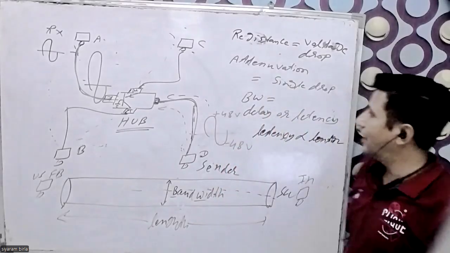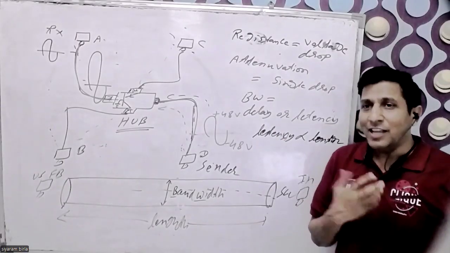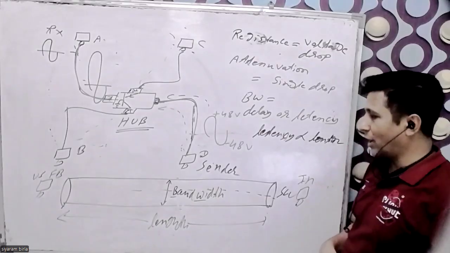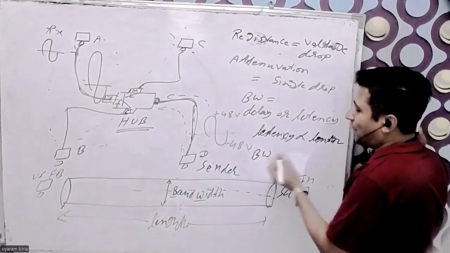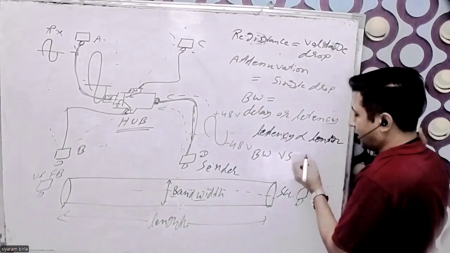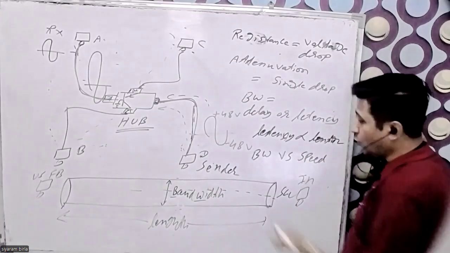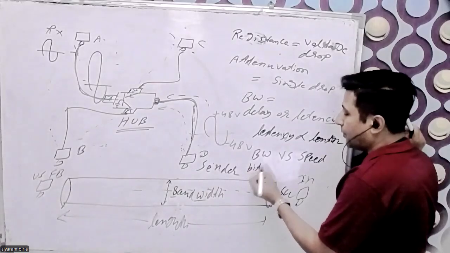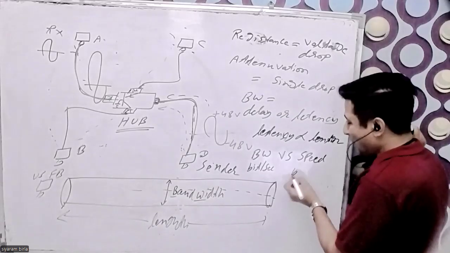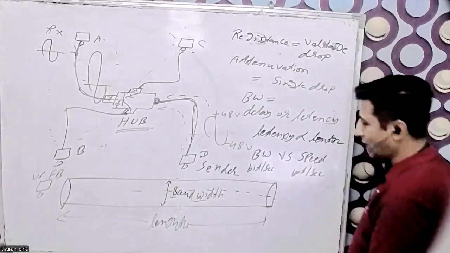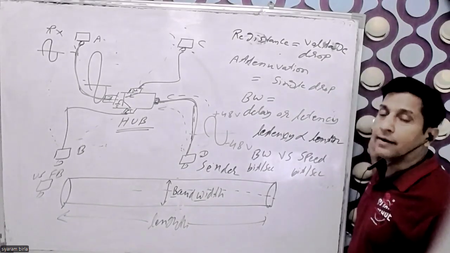So length, delay and bandwidth are the two terminologies. And if I'm talking about bandwidth versus speed, are both the same or different? Both units are bits per second. I'll explain what a bit per second is. So is there any difference between bandwidth and speed? Yes, there is a difference.